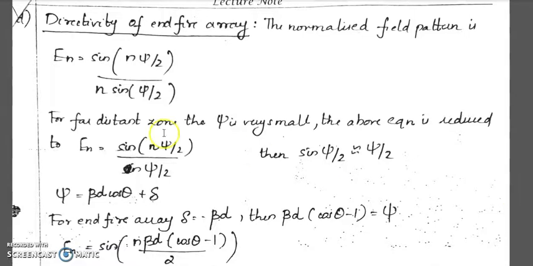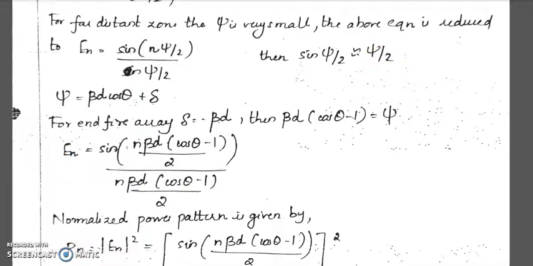Same as in the case of broadside array, we know the normalized electric field intensity En, and psi is equal to beta d cos theta plus delta. Here also we can approximate sine psi by 2 as psi by 2. Let us consider here delta is equal to minus beta d, that value only. Then beta d into cos theta minus 1 is equal to psi. Substitute delta is equal to minus beta d. You will get this equation, beta d into cos theta minus 1 equal to psi. Substitute that in the normalized electric field intensity equation. So you will get an equation like this one.